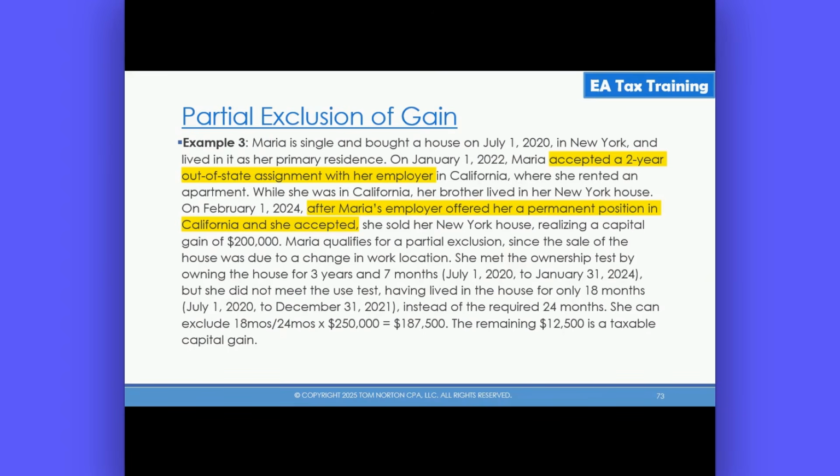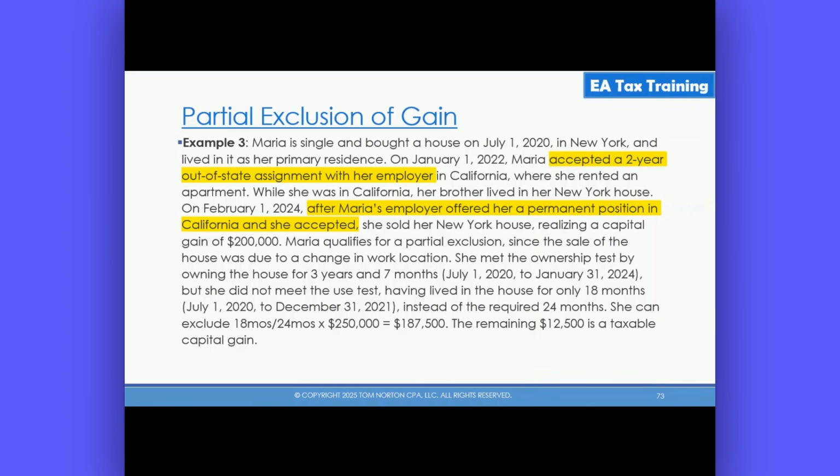So she went out to California. She rented an apartment, and her brother lived in the house back in New York. But after that 2 years was up, her employer decided to go ahead and give her a permanent position out there in California, and she accepted. And so then everything else is the same. She sold her house. Well, in this case, she does get a partial exclusion. So she met the ownership test because she owned the house for 3 years and 7 months. But as we said, she did not meet the use test because she only lived there for 18 months.